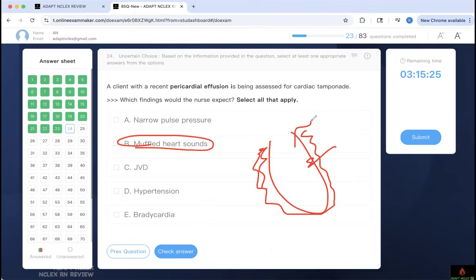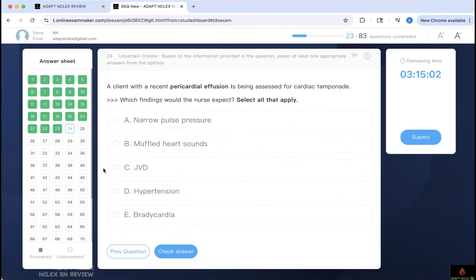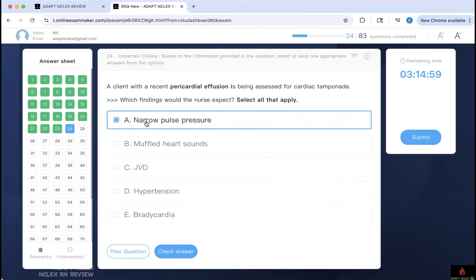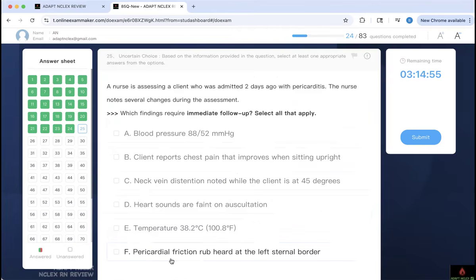You have heart failure from blood backing up. You get a JVD. Your heart cannot pump. Your blood pressure goes down, not up. You try to increase your output by causing tachycardia. And your blood pressure, systolic and diastolic, get closer to each other. You get narrow pulse pressure. That's how you answer this question, specifically related to that. Therefore, narrow pulse pressure, muffled heart sound, and JVD is classic for cardiac tamponade.